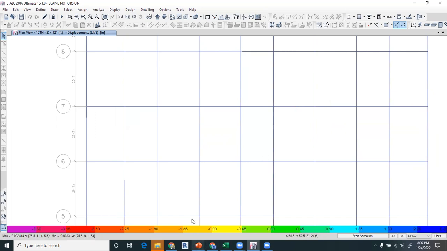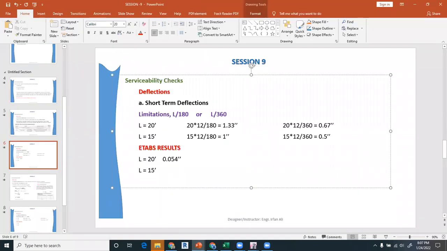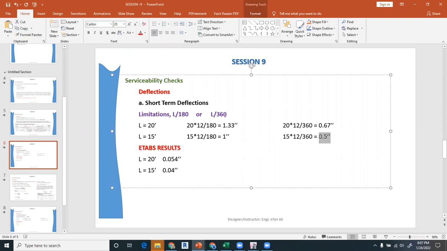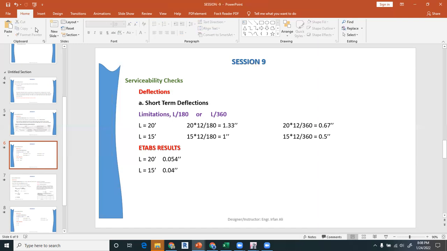So we will write it here. For the 15 we have 0.03. Let us make it 0.04 inches, the deflection caused by the live load. The allowable limit for the serviceability requirement by the ACI is 0.5 inches if you are taking it as a floor. For the floor the limit is L by 360, which is 0.5 inches, and we are getting 0.4 inches.